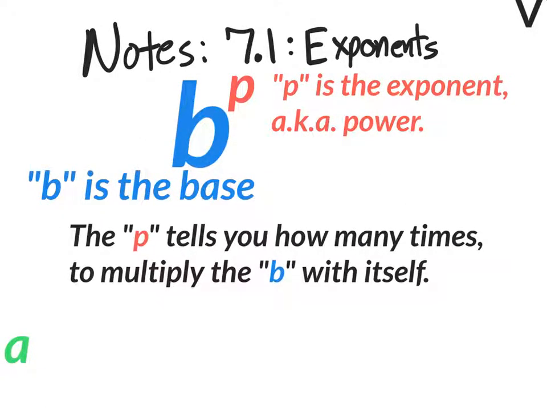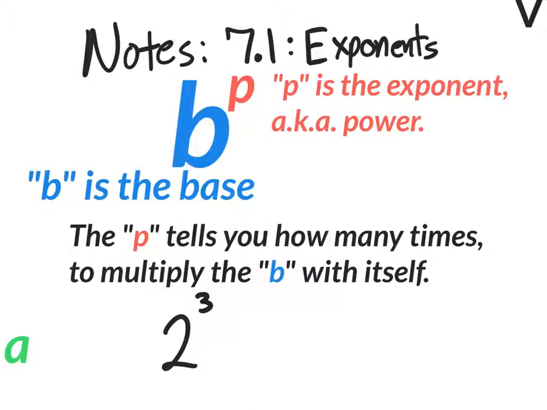Also copy this down. The p, or you could write the power, tells you how many times to multiply the base with itself. Okay? Once again, let me repeat that. The power tells you how many times to multiply the base with itself. So here's an example. We're going to go 2 to the 3rd power. Okay? So once again, what's the base? 2. What's the power? 3. Or you could also call it the exponent.